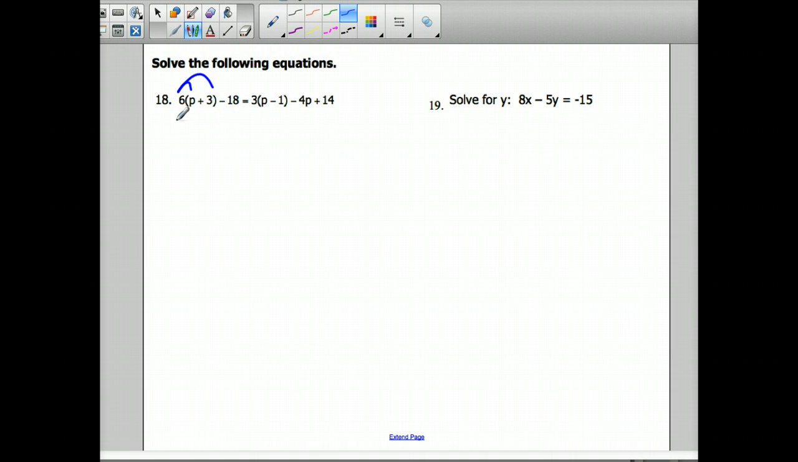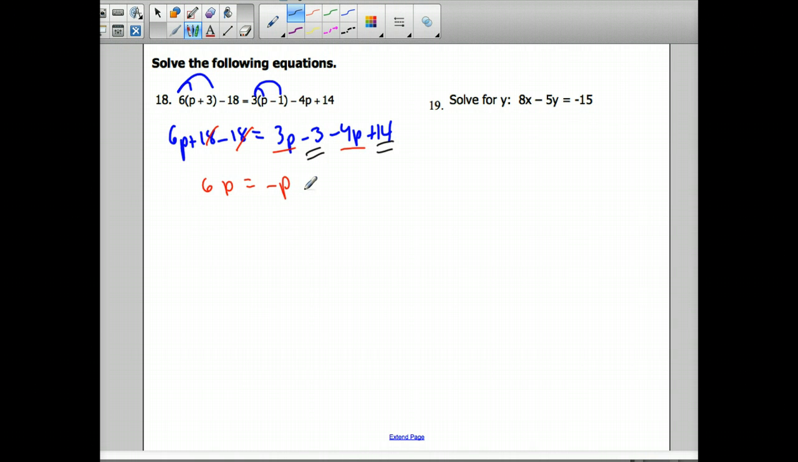So I distribute here, I get 6p plus 18 minus 18 here, and then distribute the 3 here, and I get 3p minus 3 minus 4p plus 14. So sweet, the 18 minus 18 cancels and gives me a 6p over here. The 3p and the negative 4p are like terms, so that's minus a p. And then the negative 3 and the 14 are like terms, so that gives me a plus 11.